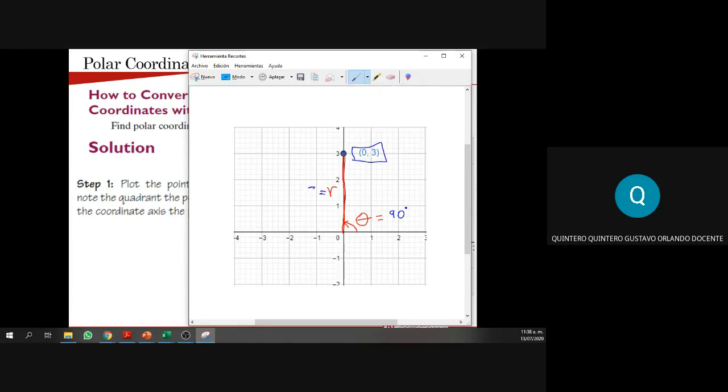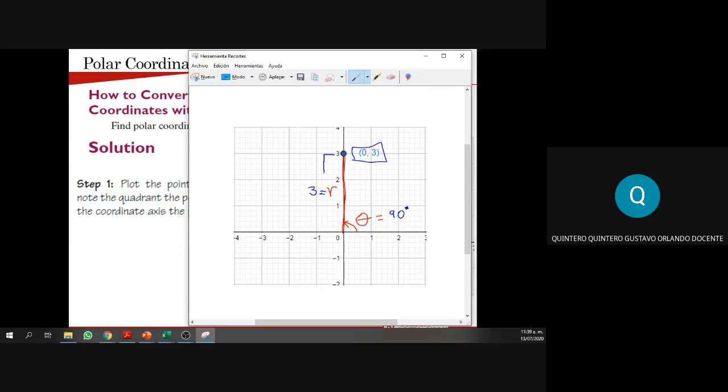Why is the line 3? Let me write it here. It could be 3 centimeters, 3 millimeters, 3 little squares, 3 whatevers. We don't care about the units in here. We care about the units in the angles, right? This is degrees. But we don't care about the units in the R. But why do we know this is three?